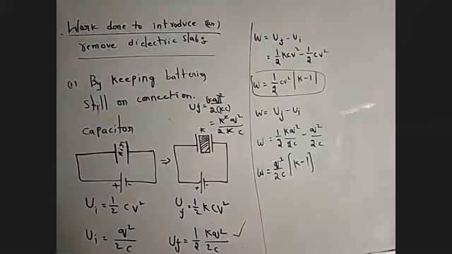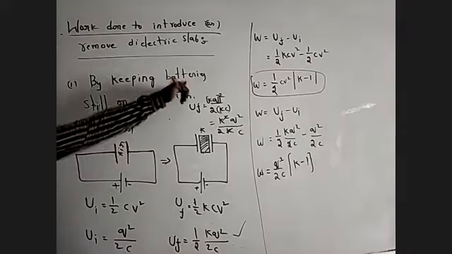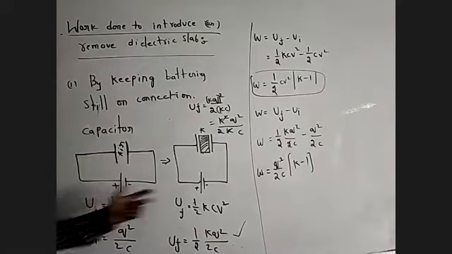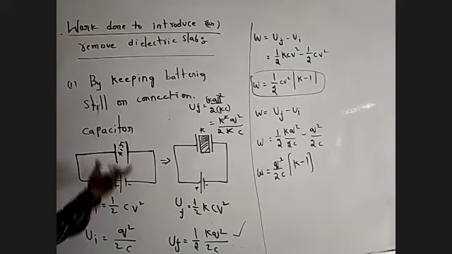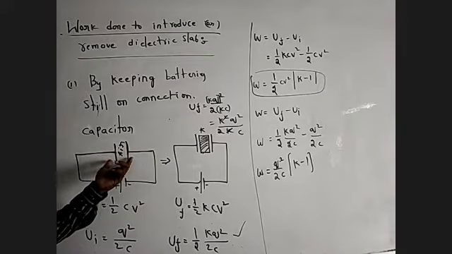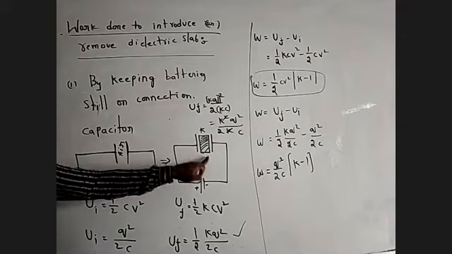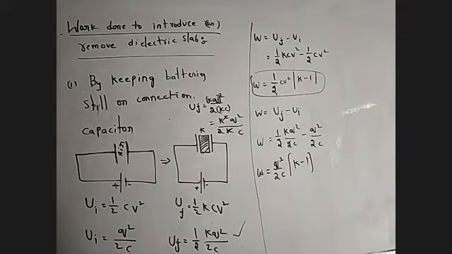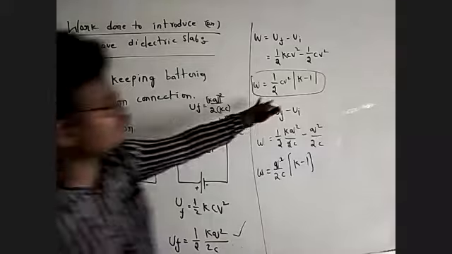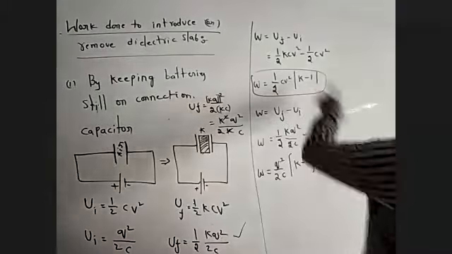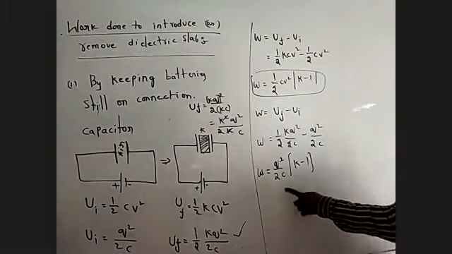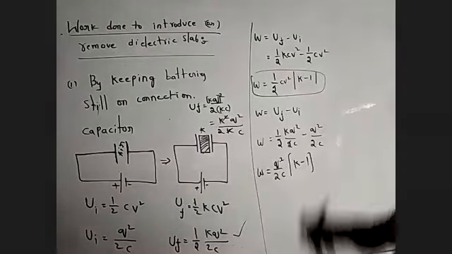This is with the battery still connected. The battery is connected to the plates. Here air is between the two plates, then the dielectric is between the two plates. This is the initial energy and final energy. So work is equal to 1 by 2 CV squared (K minus 1), which is Q squared by 2C (K minus 1). This is the energy.